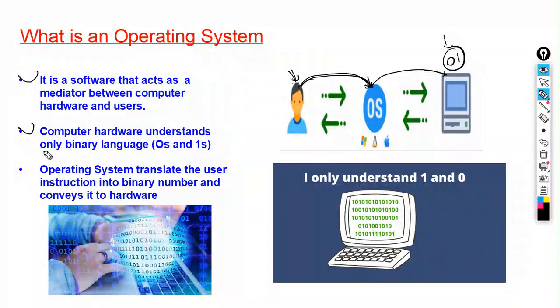Computer hardware understands only the binary language, and operating system translates the user instruction into binary numbers and conveys it to the hardware. So this is the idea behind the operating system.